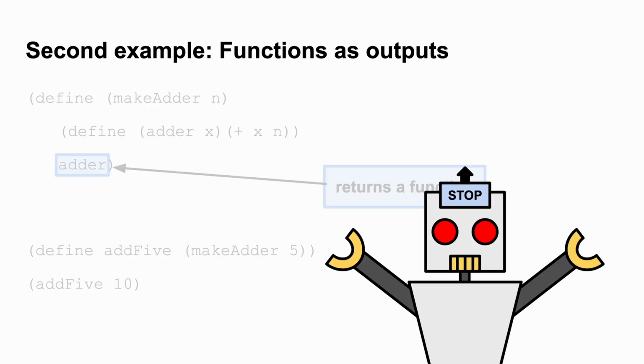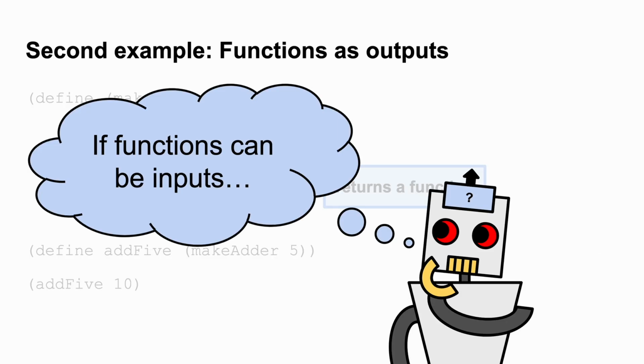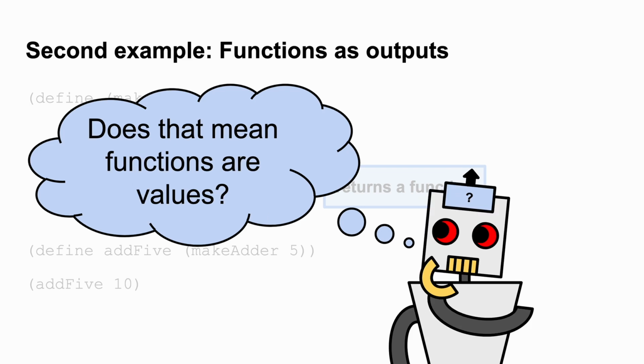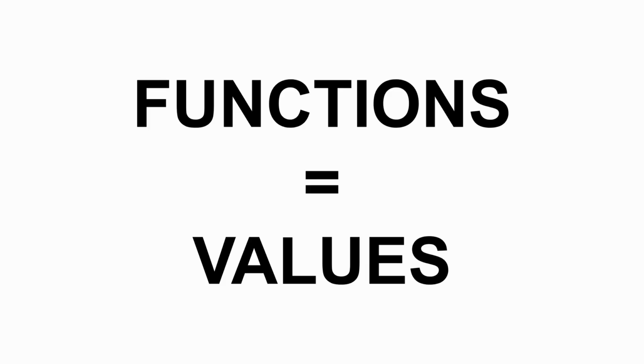Hold on. If functions can be inputs, and they can also be outputs, does that mean that functions are values? Great question, Tim. And the answer is yes. Functional programming is a very vast topic and we've only just scratched the surface. But if there is anything that you can take away from this video, let it be that functions are values. This means that functions can be passed in as arguments, they can be returned, and they can even be stored in lists and other data structures.